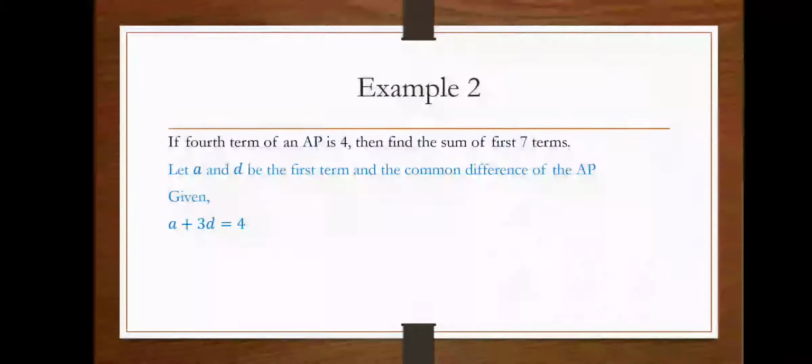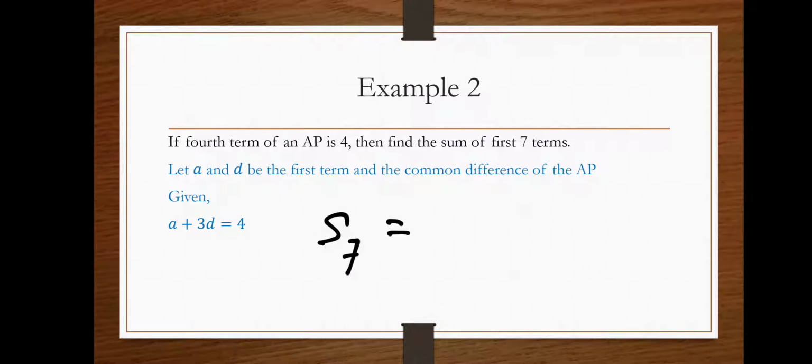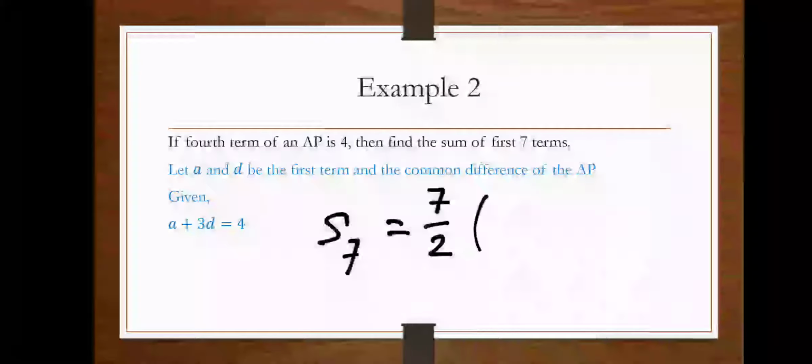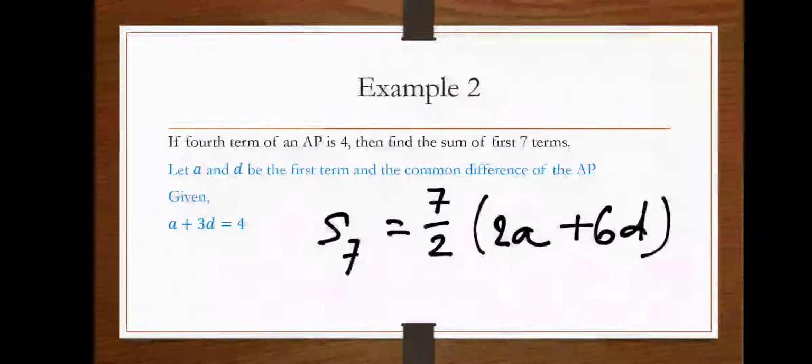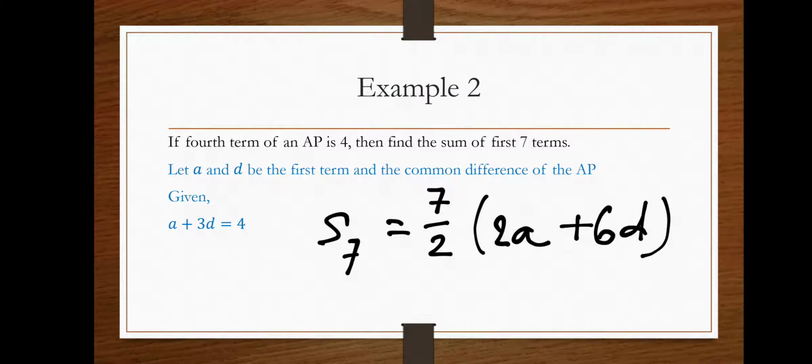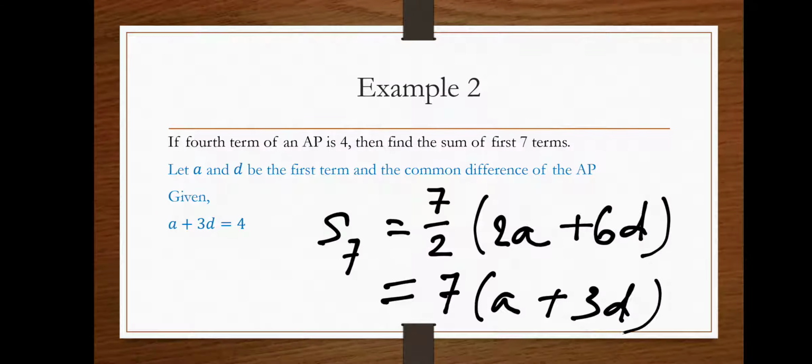S7 is basically 7 by 2 times (2 into a, that is 2a plus (n minus 1) times d). N minus 1 here is 7 minus 1, so that is 6d. So that is 2a plus 6d. Now this 2 in the denominator and the 2 common here get cancelled, so I can write this as 7 times (a plus 3d). See if I can write this or not.